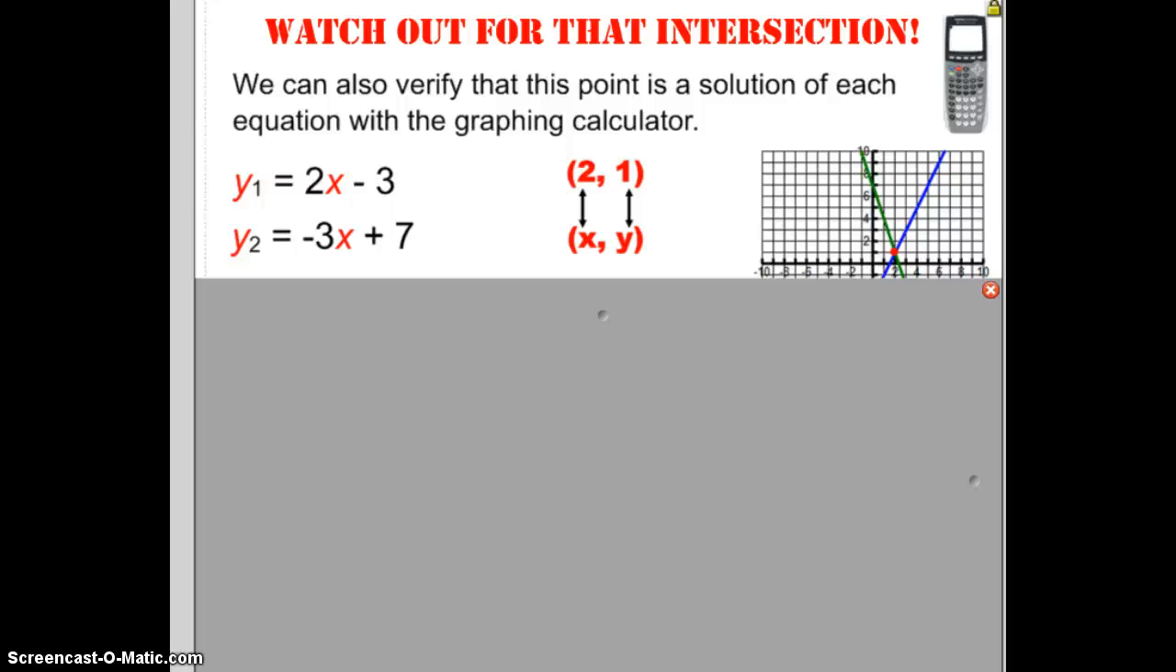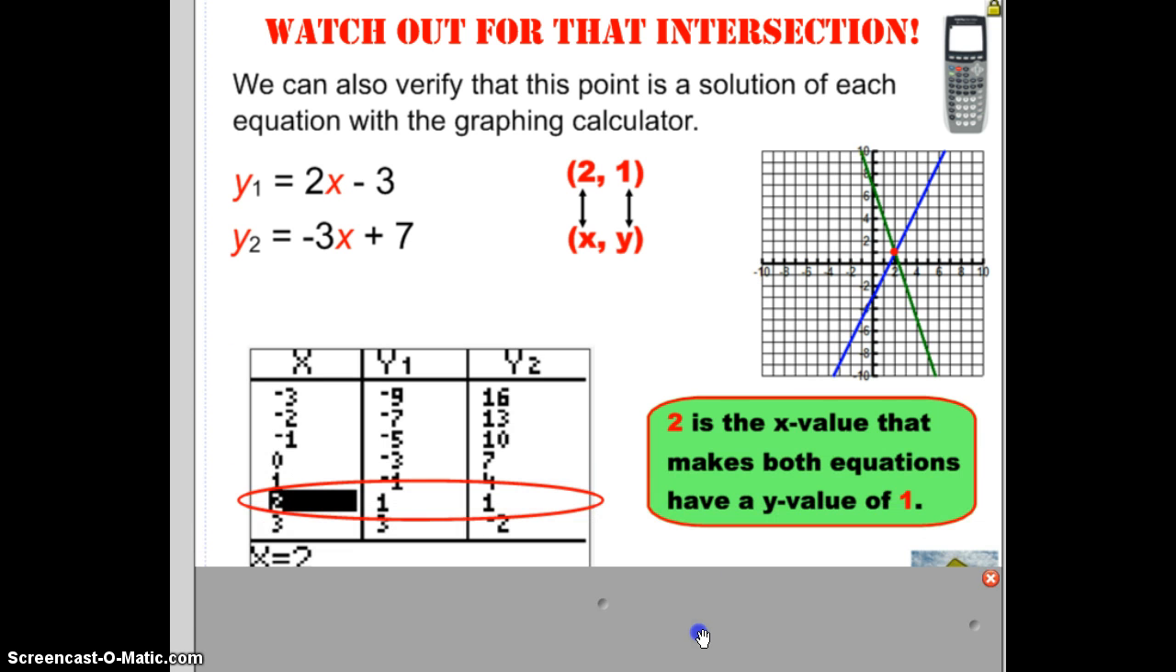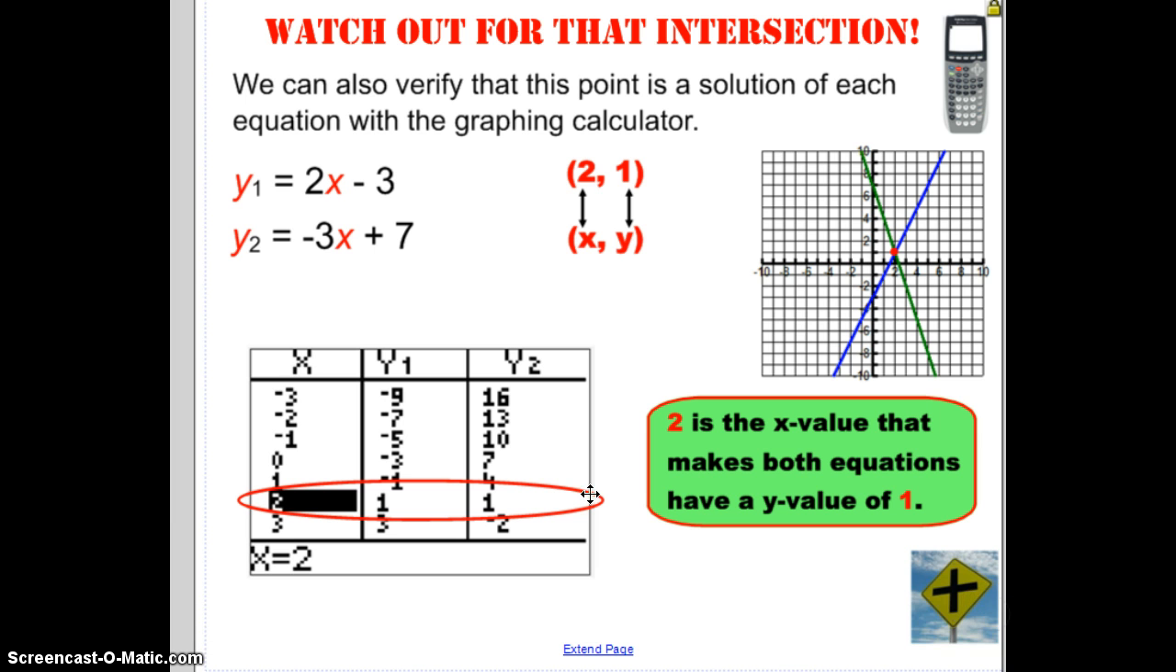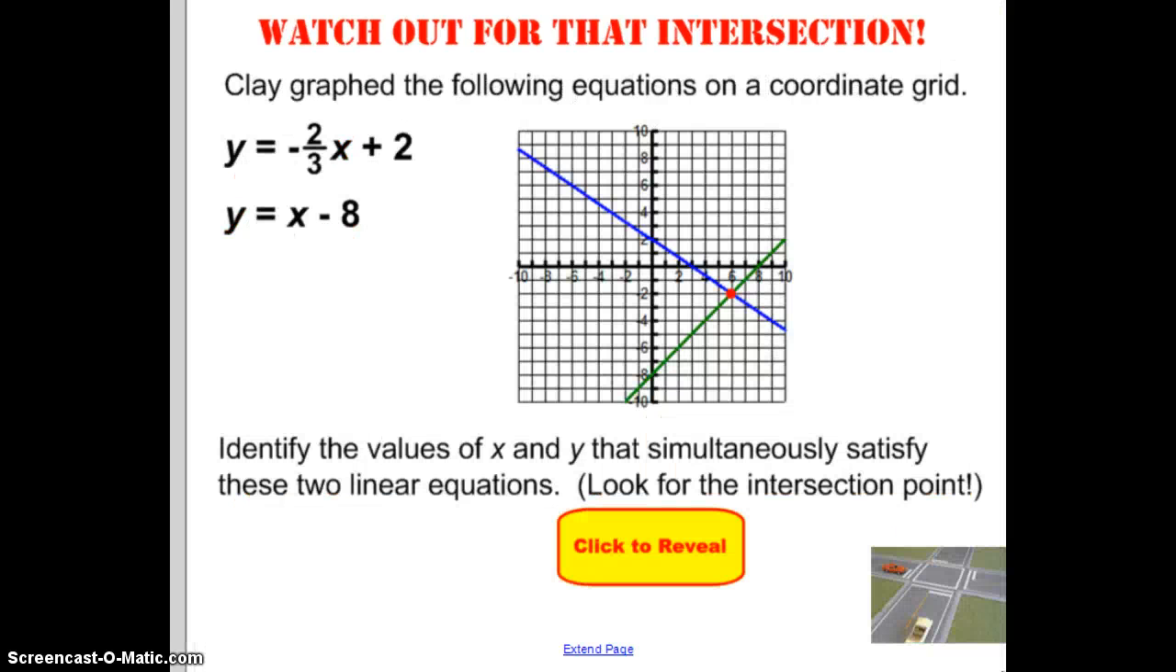In the graphing calculator, if I put y1 as 2x minus 3 and y2 is negative 3x plus 7, and I put it into the graphing calculator, when x is 2, because that's the x value where they intersect, both y's are equal to 1. So I can see it on a graph, I can check it, but I can also use the graphing calculator to verify my points. Let's try another example.